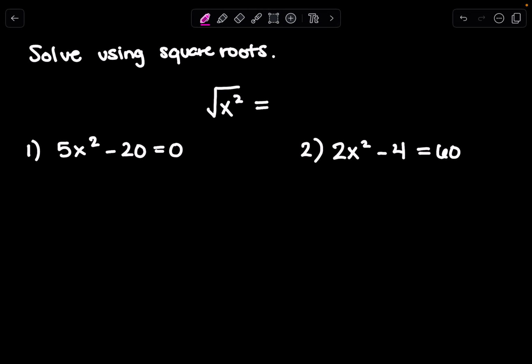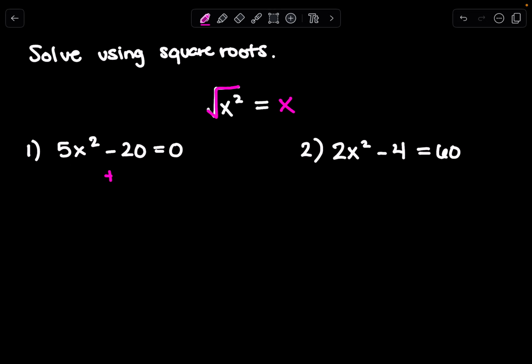So the whole main idea is that if you have any equation involving x squared, taking the square root of x squared is just going to get you x. So squares and square roots are inverse operations of each other. So the whole idea when you're solving equations with square roots is we want to get the x squared all by itself and then take the square root of both sides.